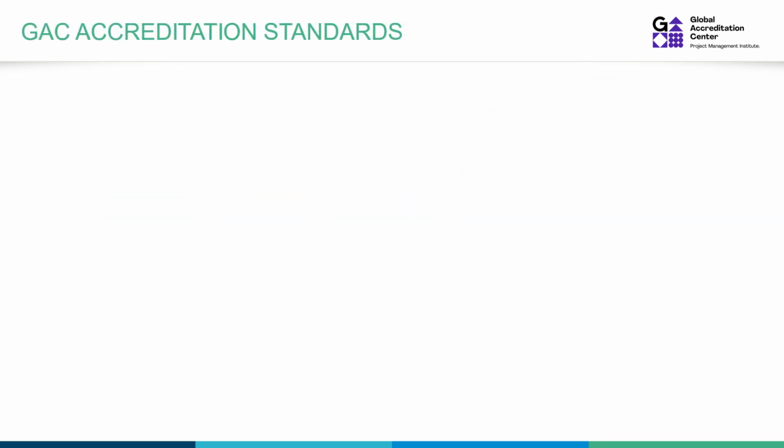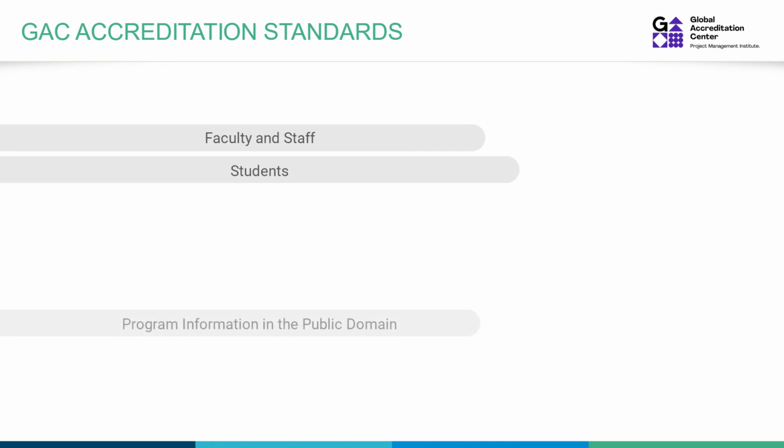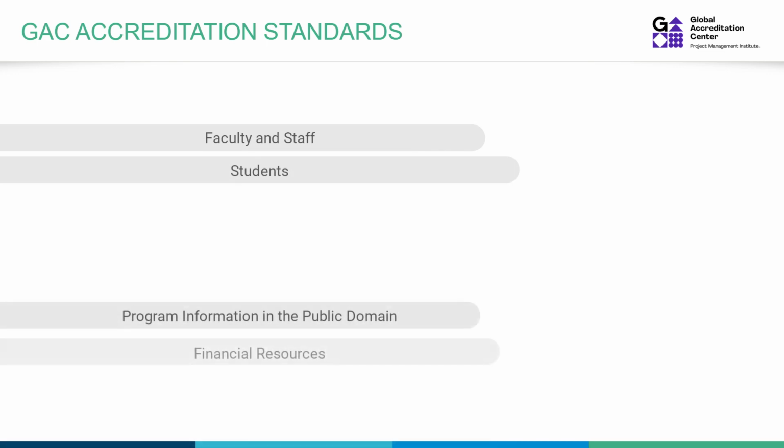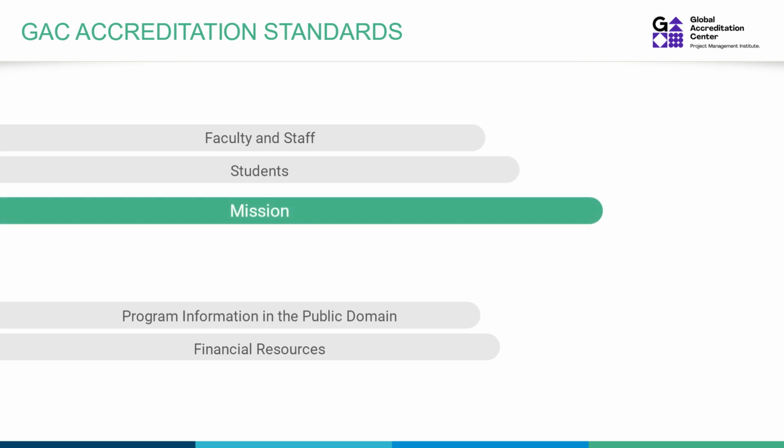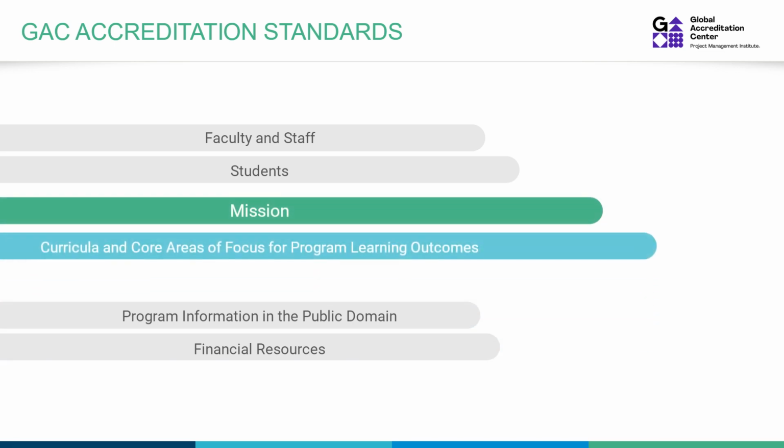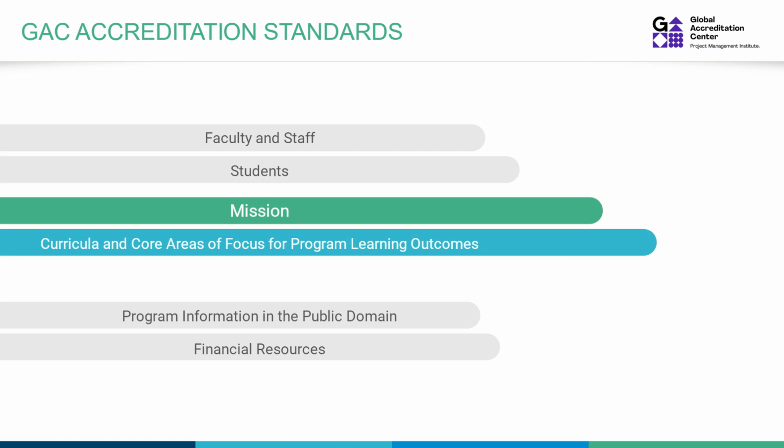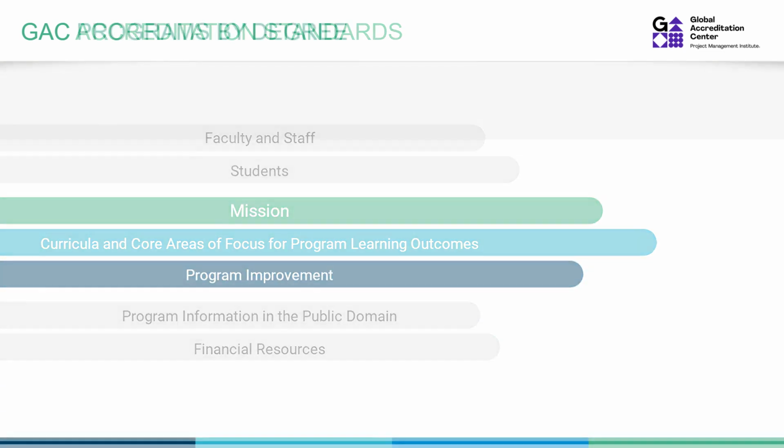There are 7 GAC accreditation standards that assure the quality of a degree program. These standards address all aspects of a degree program, from faculty and staff to students to program information in the public domain to financial resources. But 3 standards are of absolute importance as they speak to the primary purpose and goals of the applicant program. The program's mission, then, flowing out of the mission are the curricula and core areas of focus for program learning outcomes and, of course, program improvement.